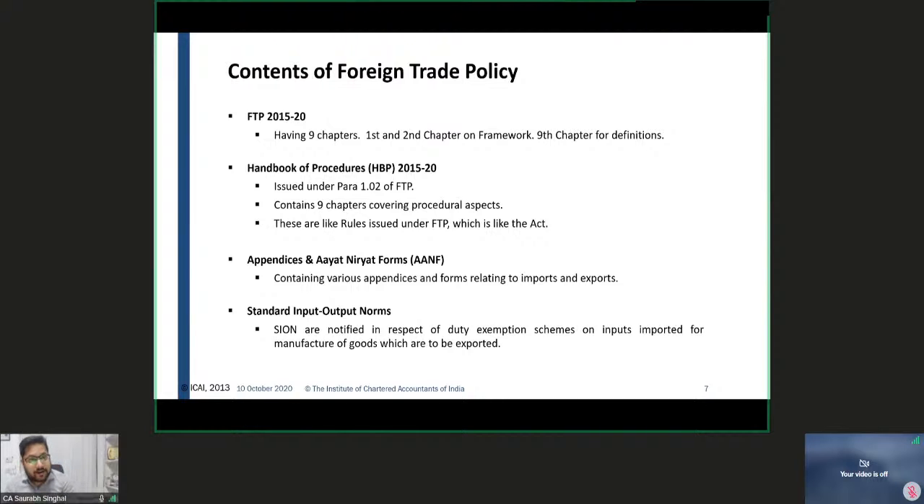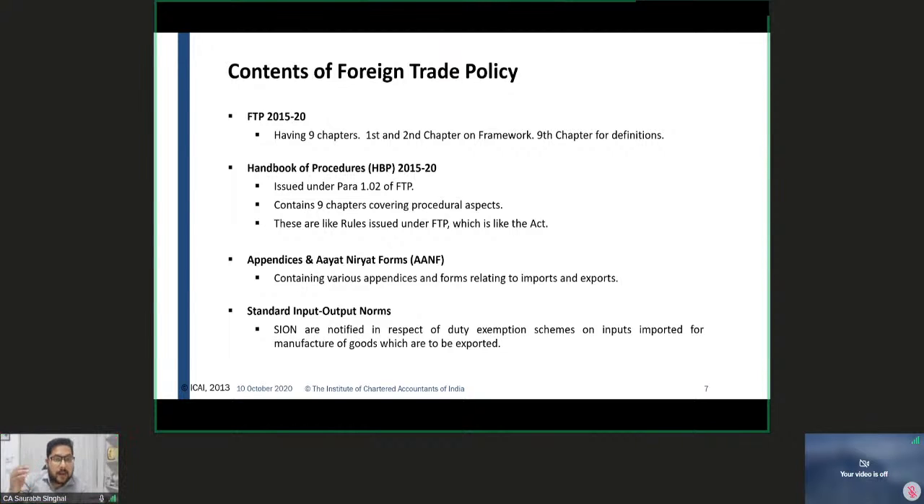Now, the foreign trade policy and the Handbook of Procedures, that is the act and the rules, have a very specific scheme. Both of them are divided into 9 chapters. And each chapter in HBP, as we call it in short, deals with the corresponding chapter in FTP. So that is the scheme. If chapter 3 is for reward schemes under the foreign trade policy, chapter 3 of HBP will be the procedures for those reward schemes. So that is the framework of FTP and the Handbook of Procedures.